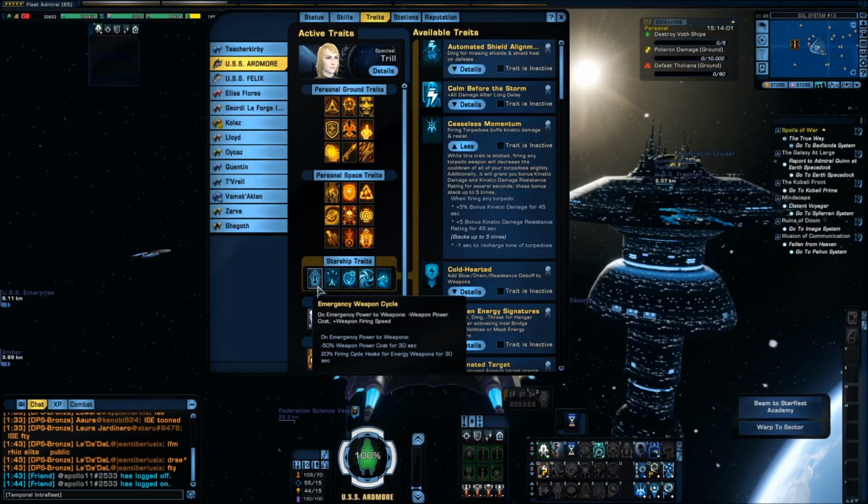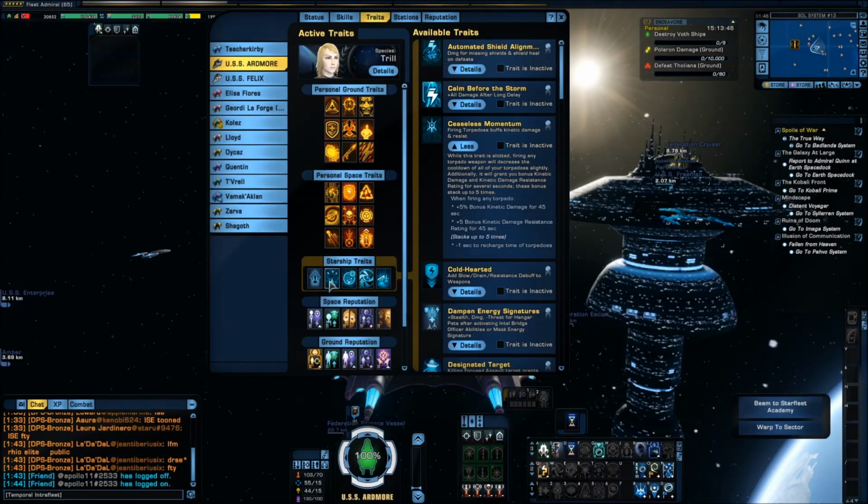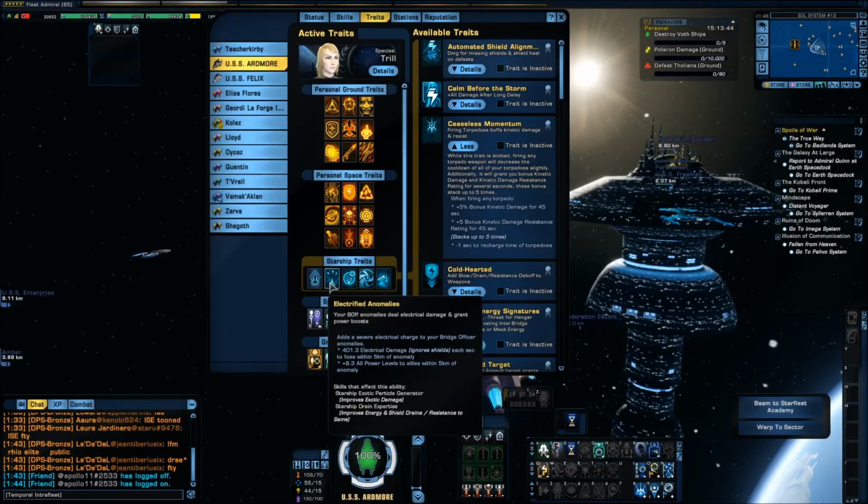Because I am using energy weapons on my ship, I do have emergency weapon cycle. This is standard for all energy weapon builds, all builds that have energy weapons. This is a trait that you want to have. All right, and then let's get into the science traits.